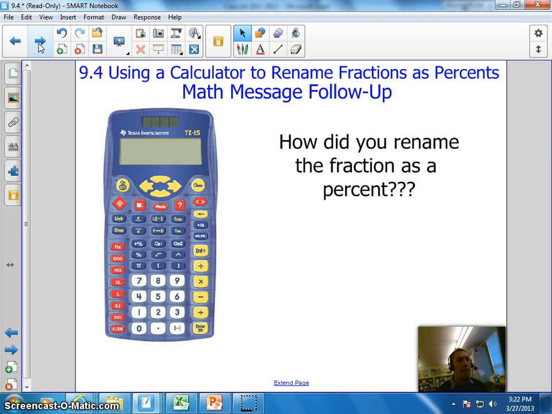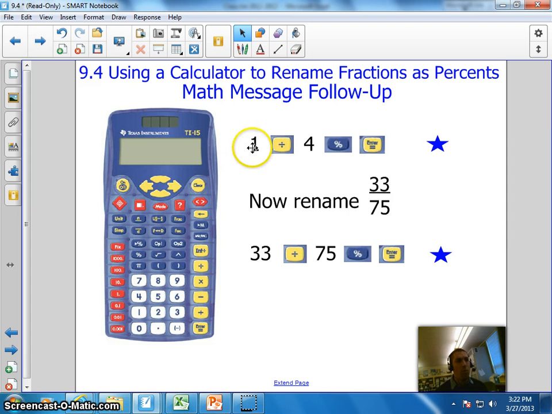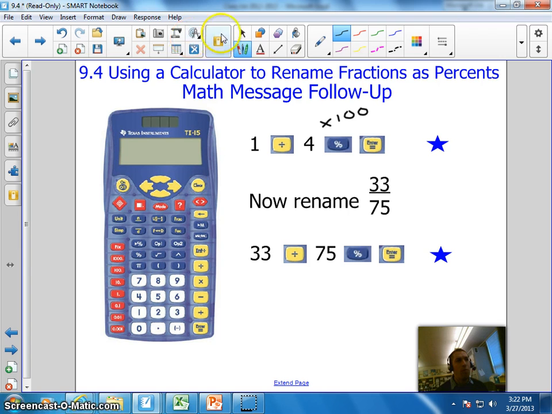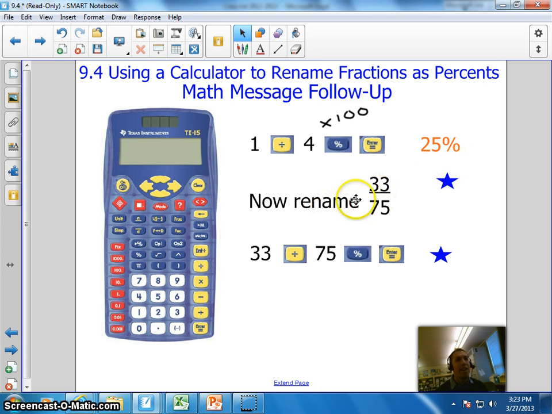Moving on, how do you rename a fraction as a percent? You would take 1 divided by 4, and on our calculator there's a percent button that does it for you, but the easiest way is, once you have 1 divided by 4, you multiply that by 100 and it would get you the answer you're looking for. So 1 divided by 4 is what? And then multiplied by 100 should be 25%. Okay, now try it with this on your calculator. 33/75. So you do 33 divided by 75, multiply by 100, and you should have gotten 44%.